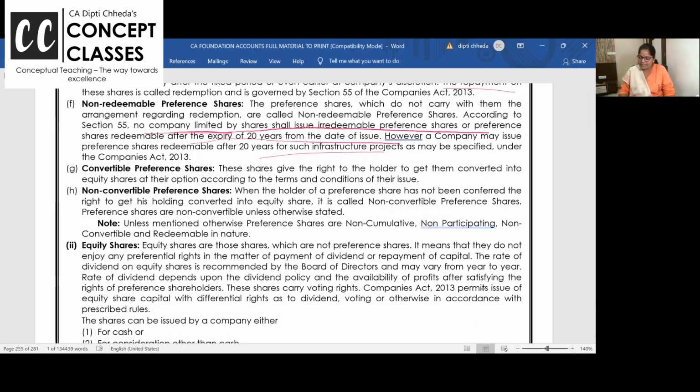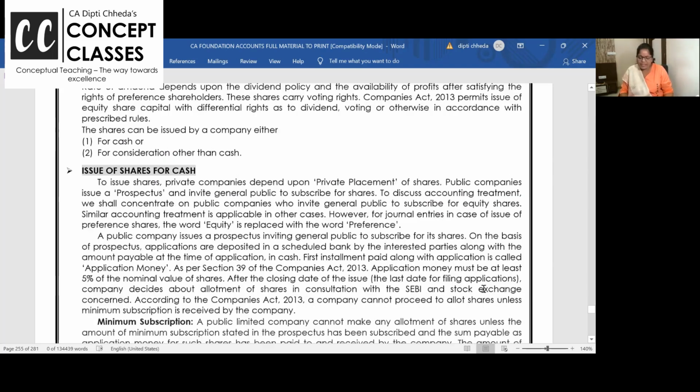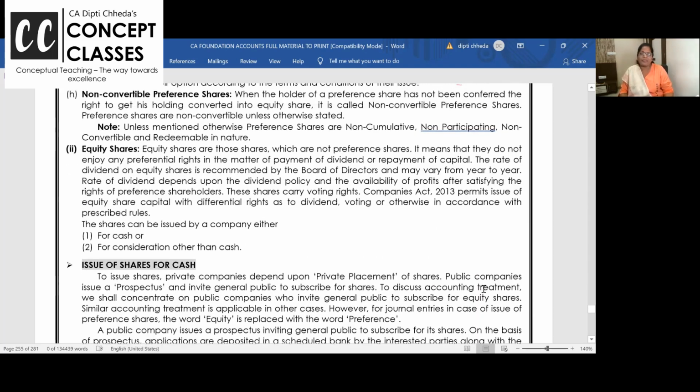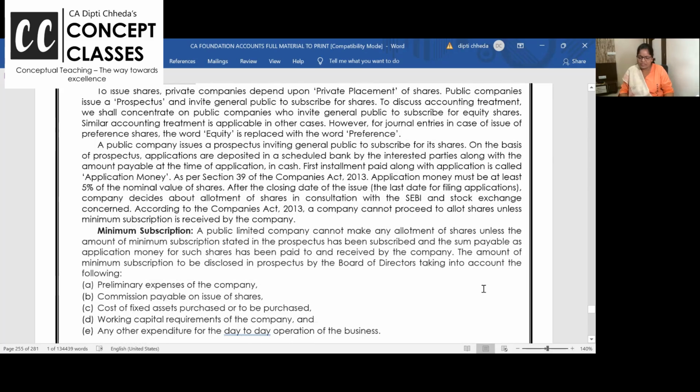Convertible preference shares. Can we convert the preference shares into equity shares if there is an option? Yes. Non-convertible preference shares: when preference shares have not been conferred the right to get converted. We are not going to convert you into equity. Whenever the time comes, we will pay you cash back. So these are the types of equity and preference shares. ठीक है?